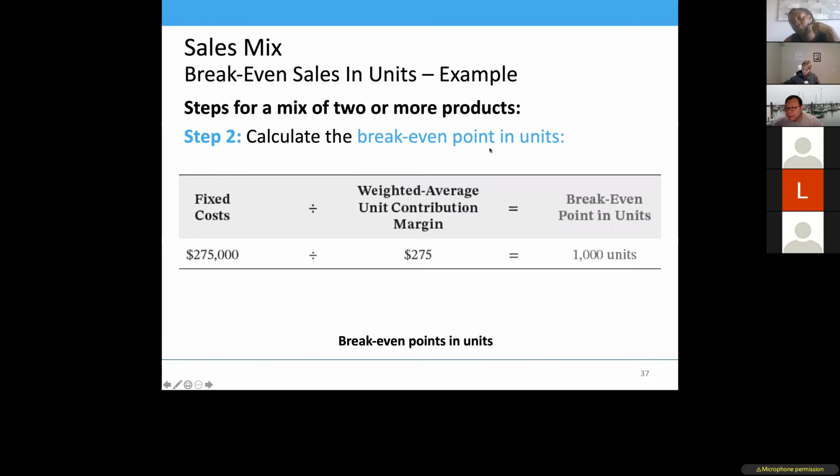The second step, you find the break-even point in units. Total fixed cost is 275,000 divided by the weighted average unit contribution margin of 275. So your break-even point in units is 1,000 units. This is a sales mix, right? This is 1,000 units, including smartphones and TVs.